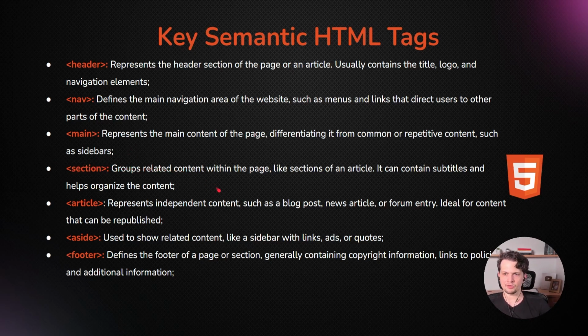Section groups related content within the page, like sections of an article. It can contain subtitles and help organize the content. So it's common to have a lot of sections inside the main tag because we have a lot of containers that share the main subject, okay? So the best location to put these sections is inside the main tag. Article represents independent content such as a blog post, news article, or photo entry, ideal for content that can be republished. And we can use this tag for content that refers to the main content, okay?